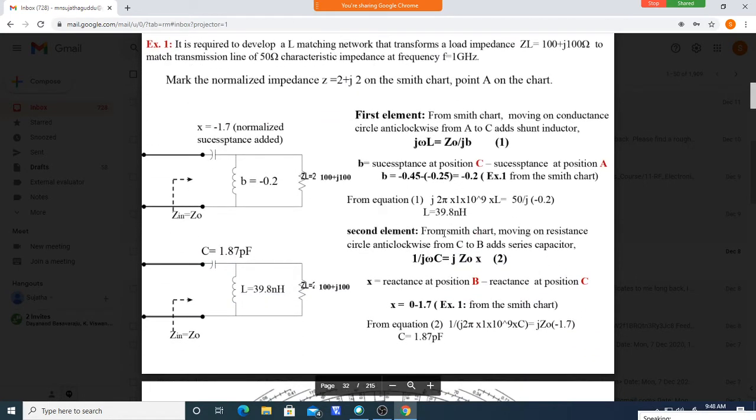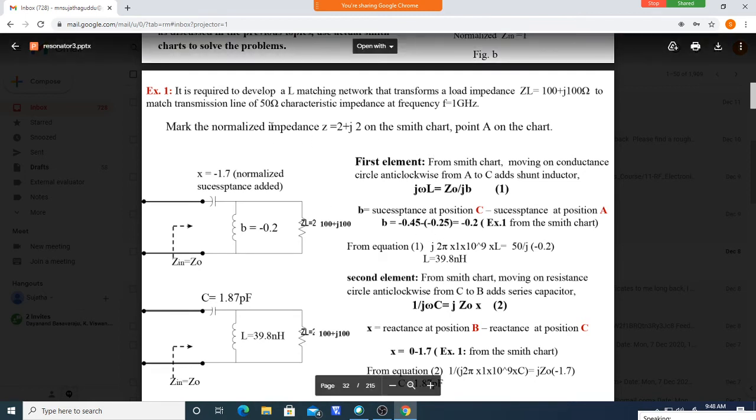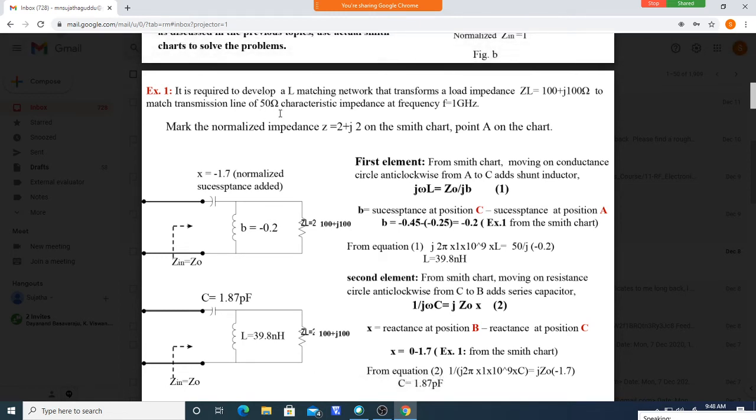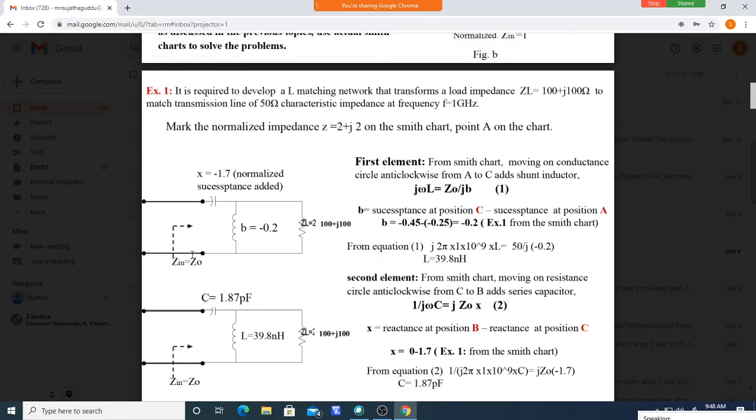Okay, so for one example I have done here, I have taken an actual Smith chart. It is required to develop an L matching network to transform a load impedance to match a transmission line of 50 ohm characteristic impedance at a frequency of 1 gigahertz. So this load is given. We should bring the impedance between these two terminals equal to 50 ohm.